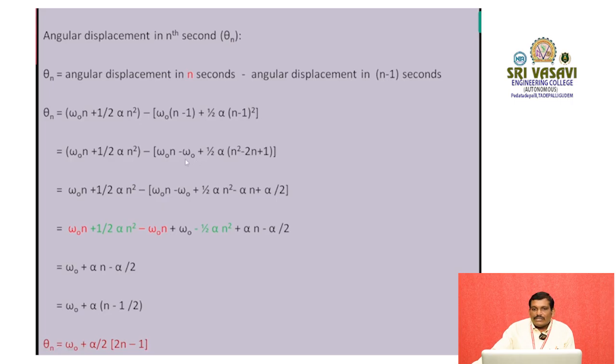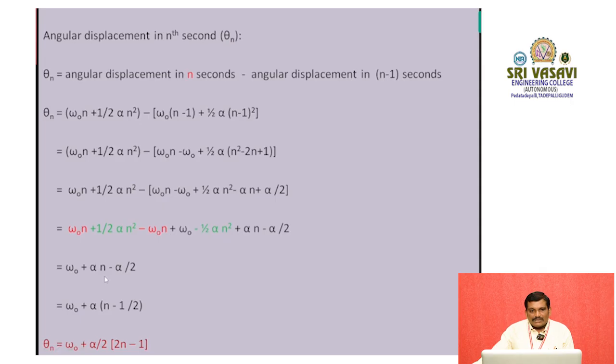Here n minus 1 whole square is written as a minus b whole square, that is n square minus 2n plus 1. Omega naught n plus half alpha n square minus omega naught n minus omega naught plus half alpha n square minus alpha n plus alpha by 2. Omega naught n plus half alpha n square minus omega naught n, minus into minus plus omega naught, minus half alpha n square plus alpha n minus alpha by 2.